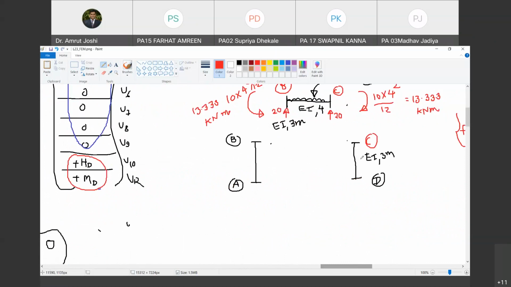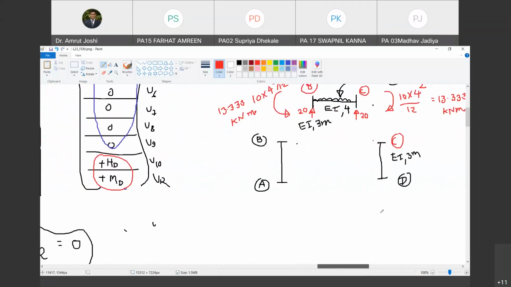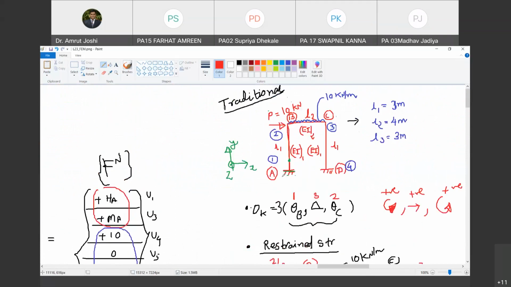But here we don't have horizontal reaction at B and C in the restraint structure, both in beam BC and in columns BA and CD. Therefore, this element is nil or zero in this matrix. Happy? Yes, sir. Okay, so this is the first step that we do in the stiffness matrix method.